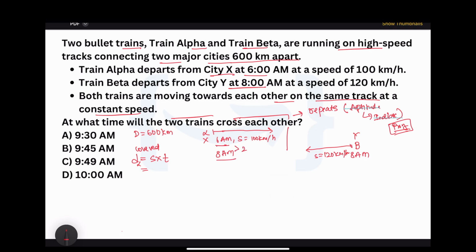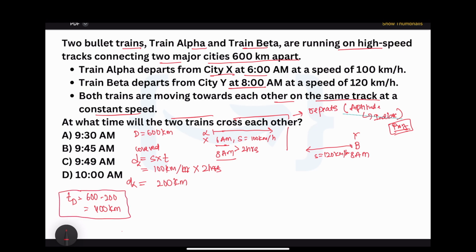I can see that it is 2 hours my train will run, isn't it? So my speed is already given, 100 km per hour my train will run, and I have 2 hours with me. So hours and hours will go away, and 200 km is being covered by distance alpha. So my total distance would be 600 minus 200, which will give you 400 km as my total distance. Clear? So we have total distance as 400 kilometers.